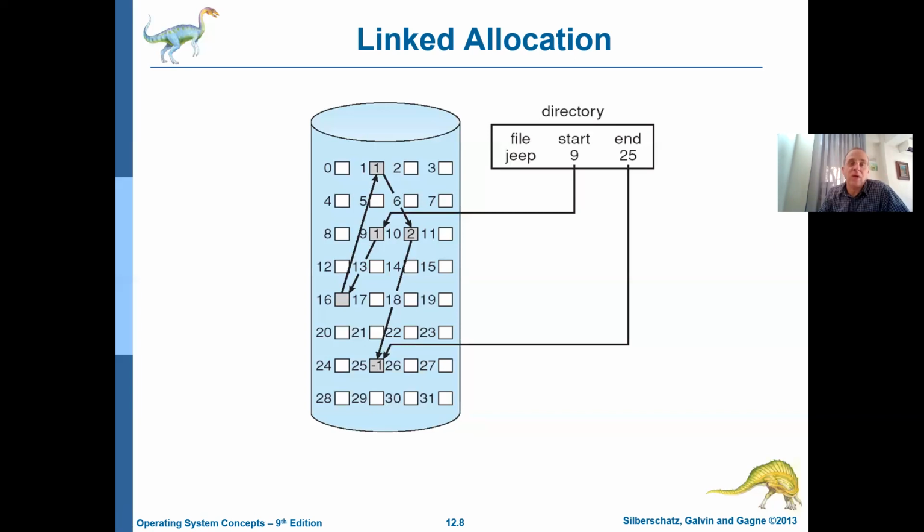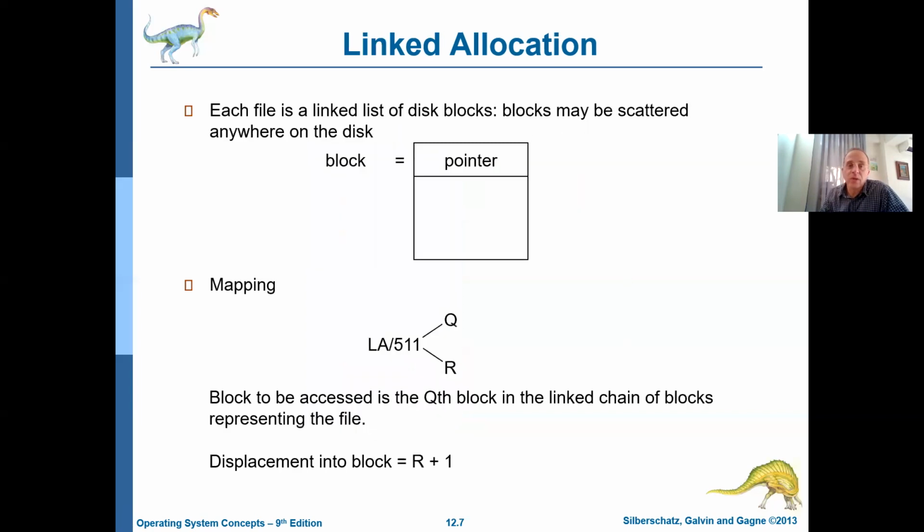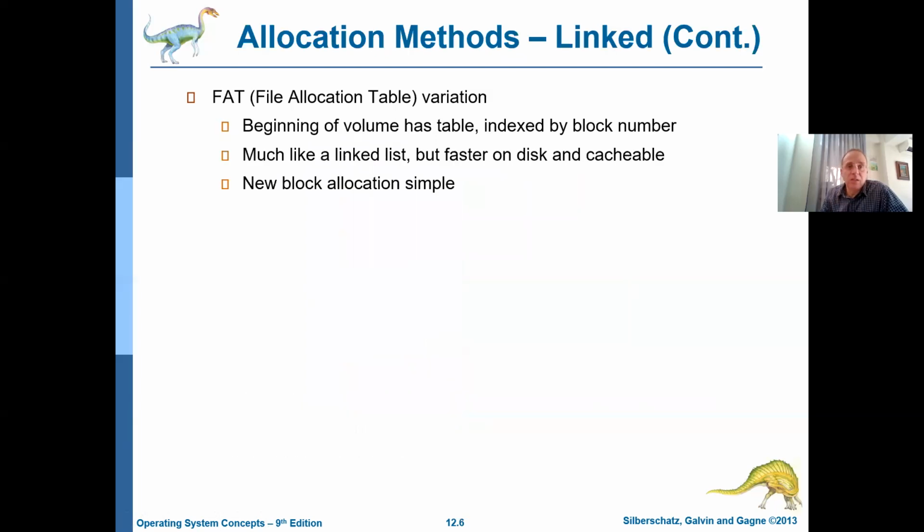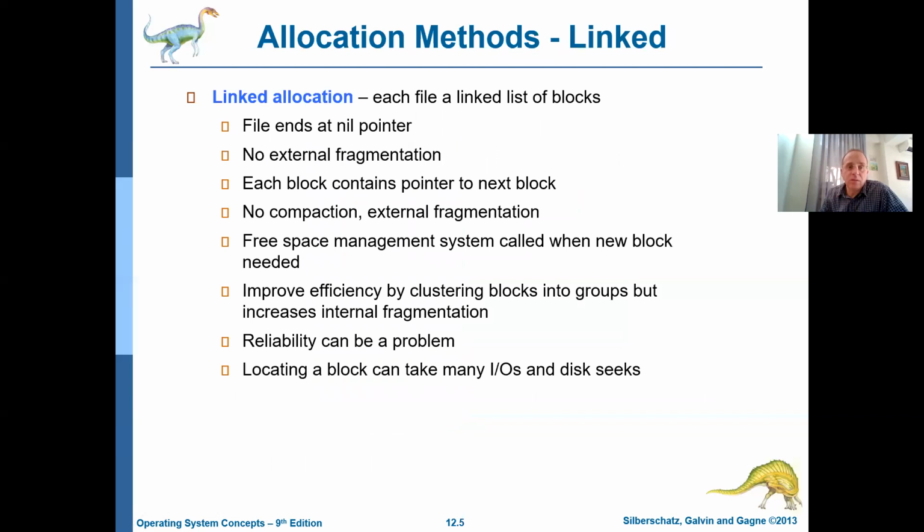That would be called a linked allocation. It's like a linked list where the last piece points to null. So you see here's a block. It has a pointer in it and its data. Now here's a key point.